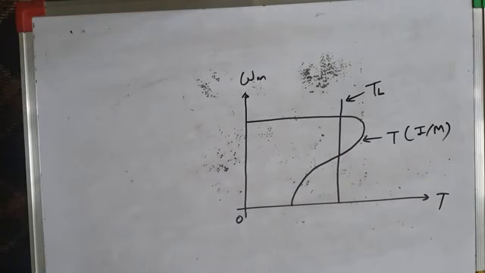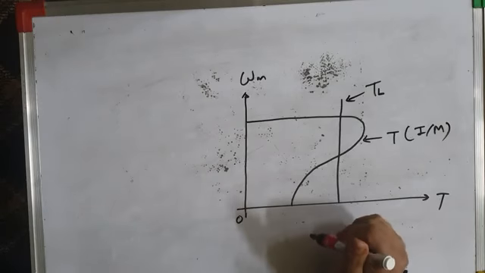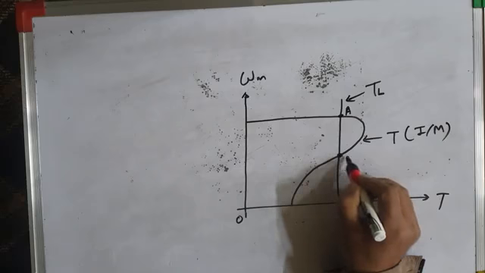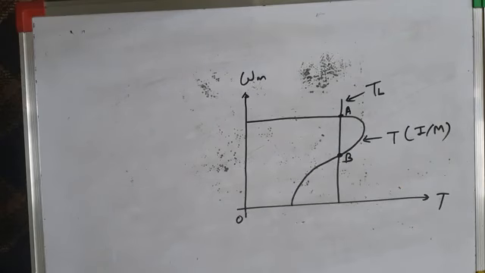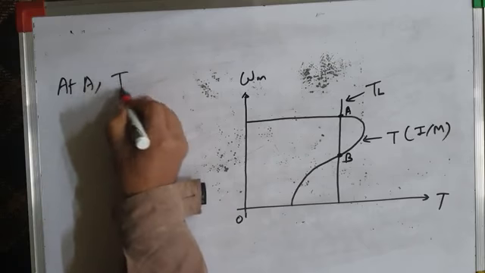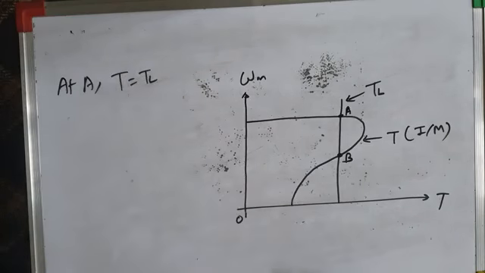Now we have here two points of intersection. We have point A and we have point B. As per theory, at point A, T is equal to TL. At point B also, T is equal to TL. So we have two operating points. Which one is the stable operating point? Let's try to find out. At A, T is equal to TL. So this is the operating point.